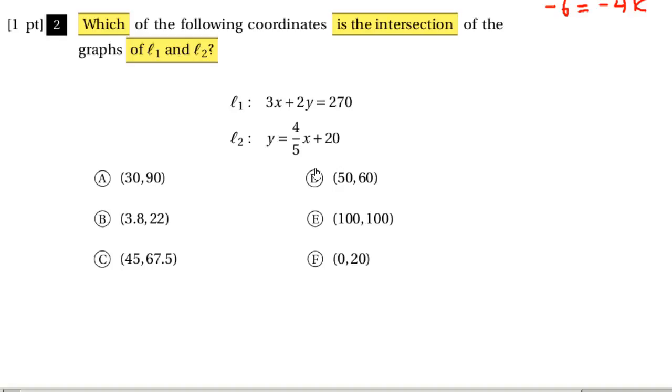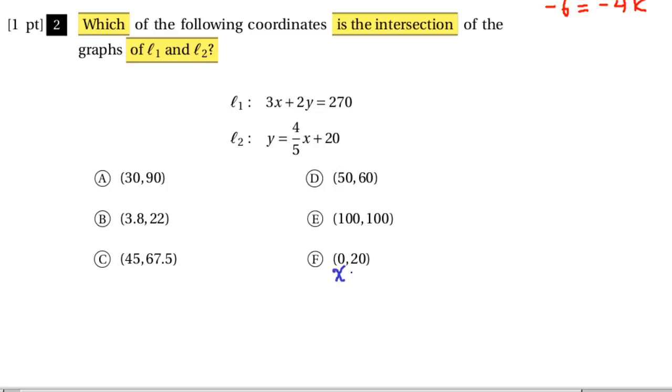Hey guys, for problem number 2 here, it says that we're given the coordinates that are an intersection, and we need to figure out which one of them is the intersection of L1 and L2. Well, taking a look here, I see that L1 and L2 are equations of lines, and there's an x and a y in both of them. So I can just pick numbers and plug in x and y.